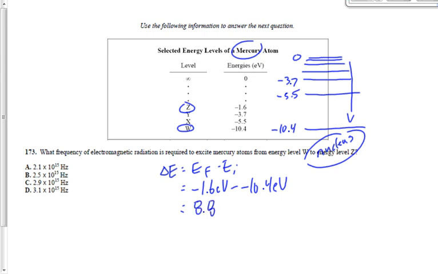Okay, that's not what we're looking for, though, right? This is the energy difference between those levels. We're looking for the frequency. What do you think you're going to do with this? How do you think you're going to find the frequency? Good. E is equal to h times f, and we're solving for frequency, so it's going to be E over h. It's going to be 8.8 electron volts over... What value of Planck's constant do you want to use here? 4.14.